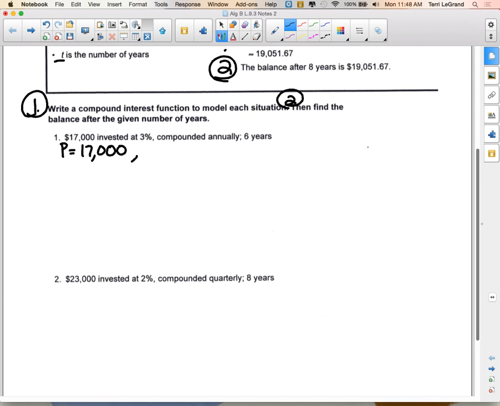Our next thing they tell us is 3%. What would that be? That's our r value, 0.03. 3% as a decimal is 0.03. The next information they give us is compounded annually. What's that tell us? How often is it happening in the year? Once a year. That's our compounded annually. That's our n value. n equals 1.